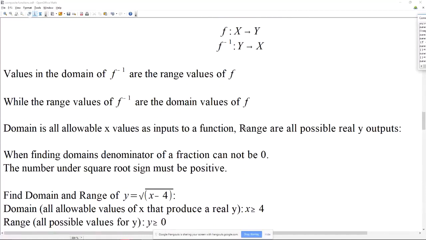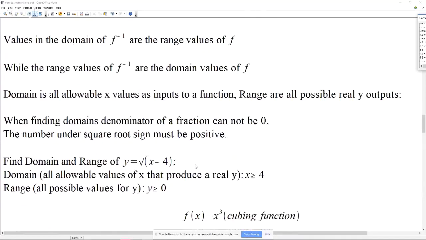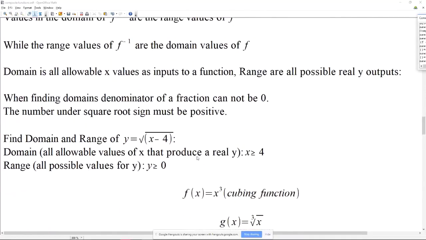I actually did this on the graphing program. If I wanted to find the domain of something like the square root of x minus 4, the domain is all values of x that produce a real y. Therefore, x has to be greater than or equal to 4. If I put 4 in here, I get 4 minus 4, which is 0. The square root of 0 is 0. I have a y output. Y is a real number. If I put 5 in there, 5 minus 4 is 1. The square root of 1 is 1. Y is a real number.